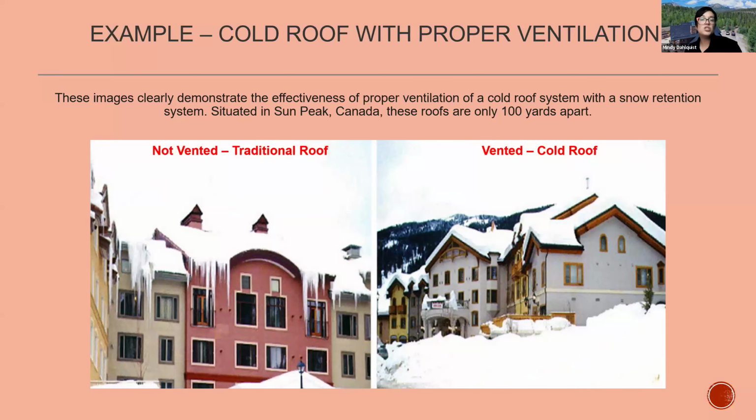So these are just two examples. One is a traditional roof. It's not vented, has massive ice damming issues. And the other photo on the right is a vented cold roof system that does have snow retention on it. These are only about 100 yards apart in Sun Peaks, Canada. The one on the right was built with the one on the left in mind completely, and had a lot of people involved in this project to make sure that it did maintain the integrity of the roof and of the surrounding areas.